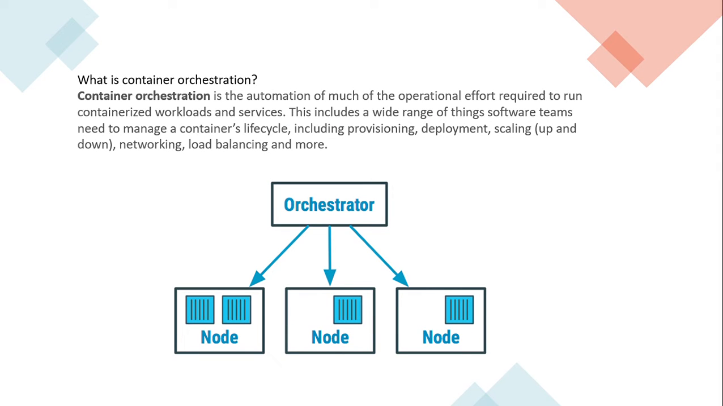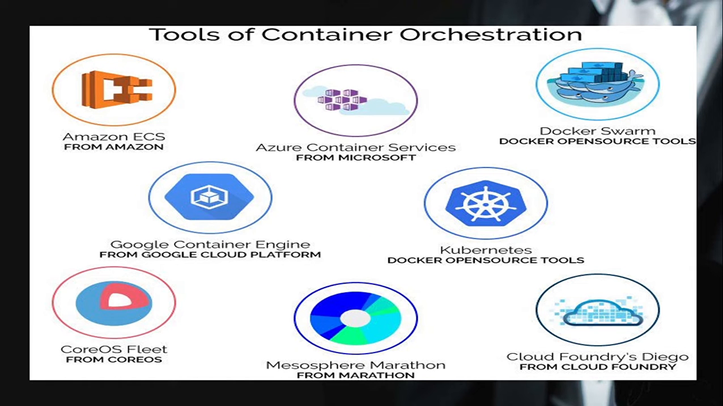So container orchestration is the automation of much of the operational effort required to run containerized workloads and services. This includes a wide range of things software teams need to manage a container's lifecycle, which includes provisioning, deployment, scaling up, scaling down, networking, load balancing, and many more things that manually we need to do. All those can be done with the help of tools such as Kubernetes or Docker Swarm, etc. There are many tools available.